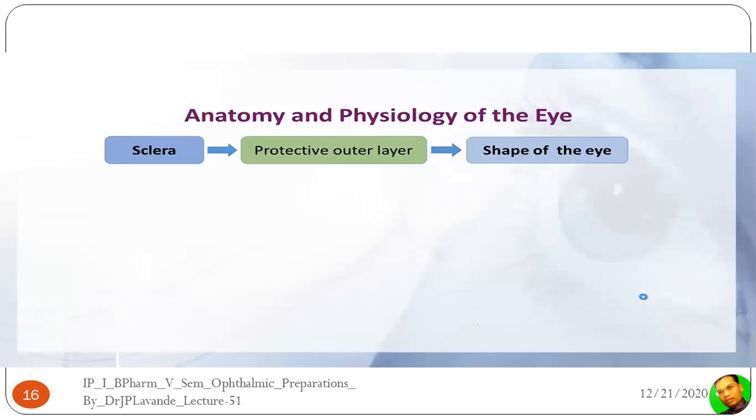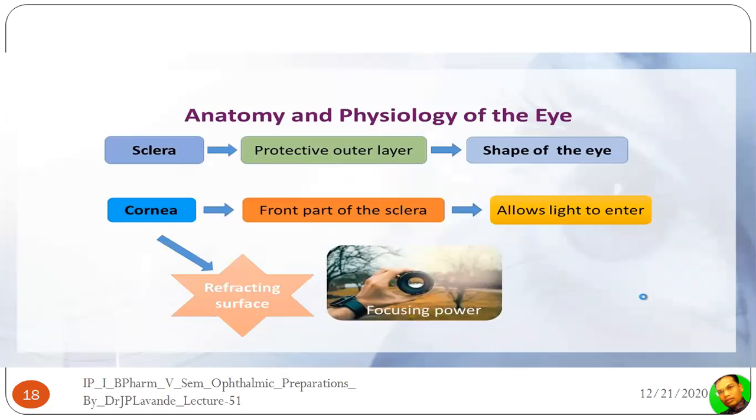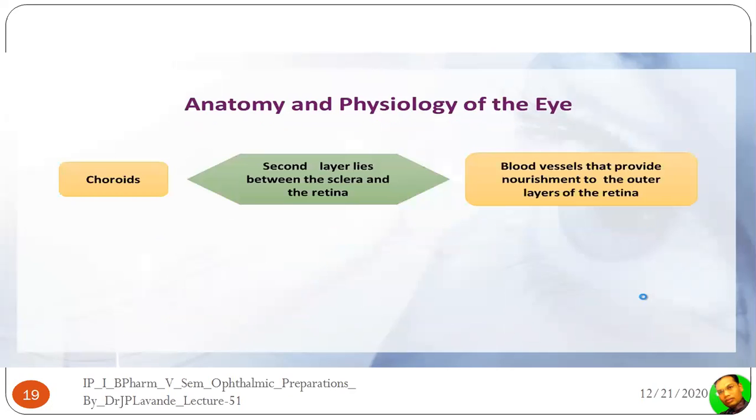Now, if we see the anatomy, as I said, there is the sclera, which is the outermost protective layer and is responsible for giving shape to the eye. Then there is the cornea, which forms the front part of the sclera and allows light to enter. The cornea possesses the refracting surface, which is responsible for the focusing power.